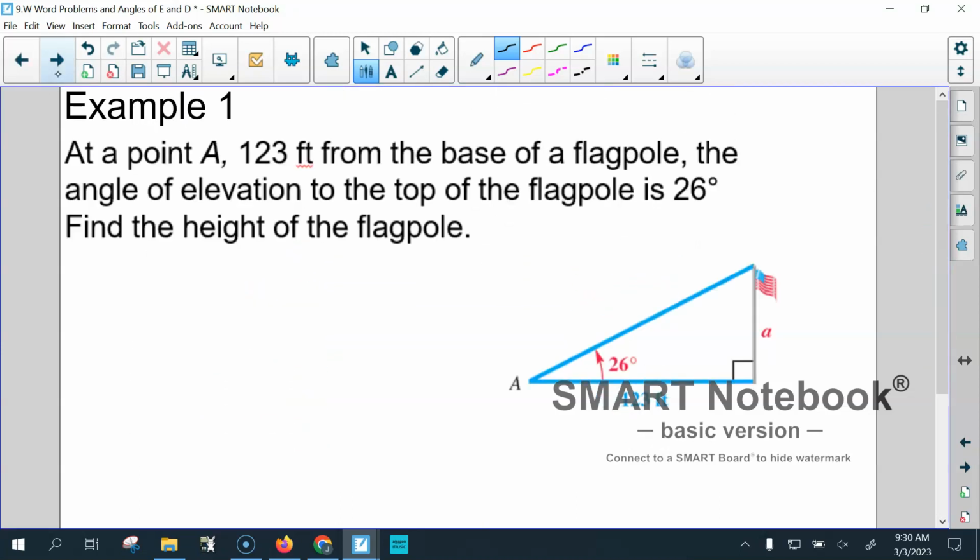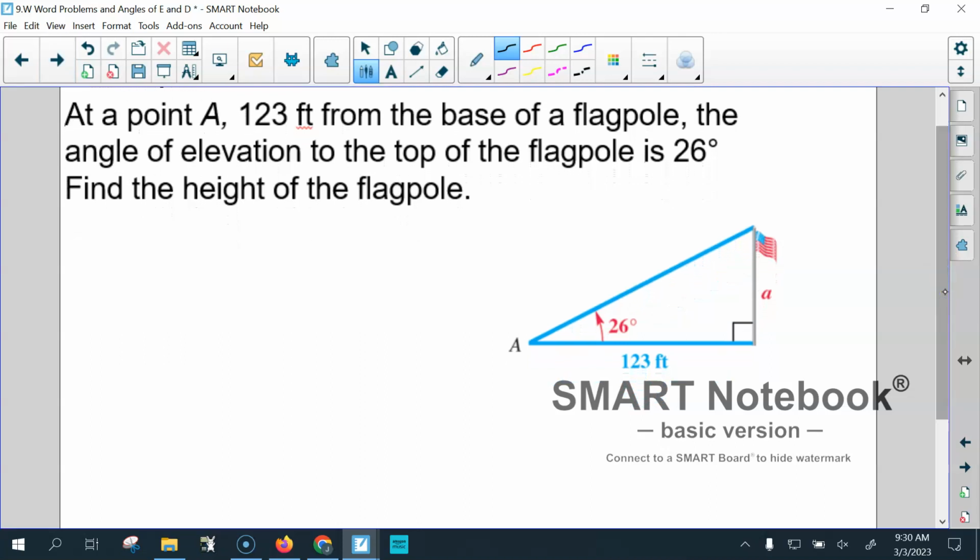So we have a word problem, which we're going to be working on. At point A, so here's point A. This is where the person is. If you want to put a little person, go ahead. 123 feet from the base of a flagpole. So you're standing 123 feet away from this flagpole. The angle of elevation is 26 degrees. So you're given the angle.